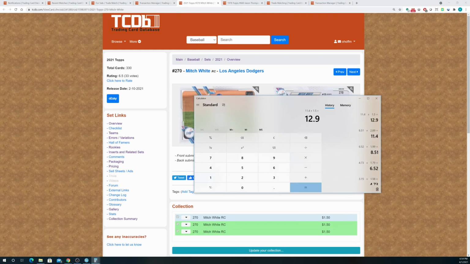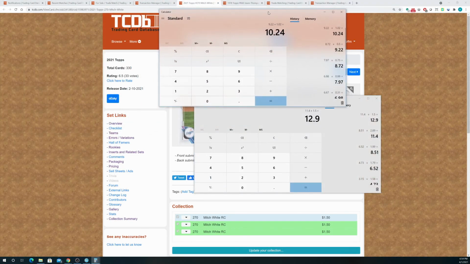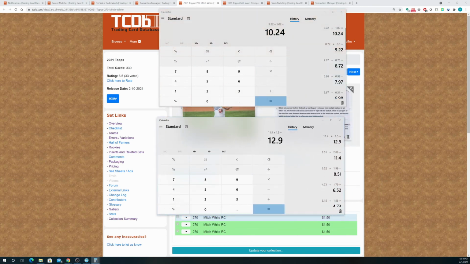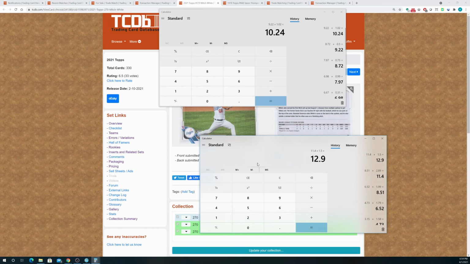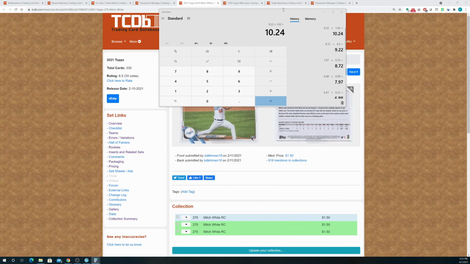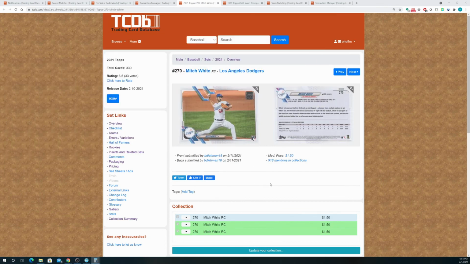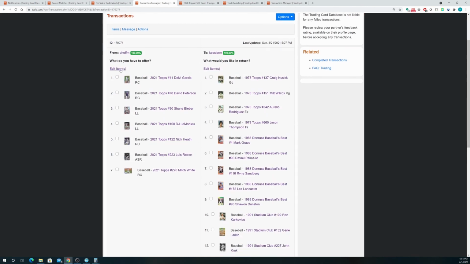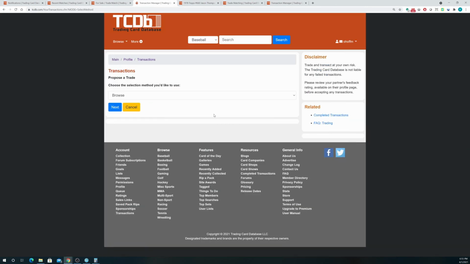So this says right here that I have enough cards on there, according to the site, where I'm giving him $12.90 and only asking for $10.24 in return. Again, I think that the prices are off on the new cards. So I'm still going to add some more on my side because I want to improve his collection and I want him to improve mine. So I think I can throw some more cards on here for him.